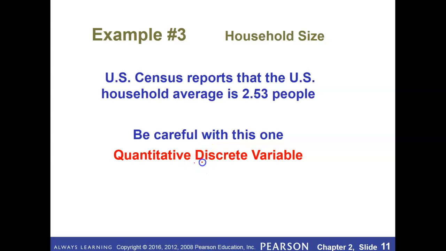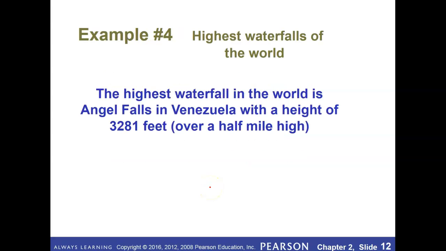Even though there's a decimal point there, what it's describing is something that is discrete. You can have 2 people in your house, or 3 people in your house, or 4 people in your house. The average could have a decimal in it, but it's still a discrete variable.